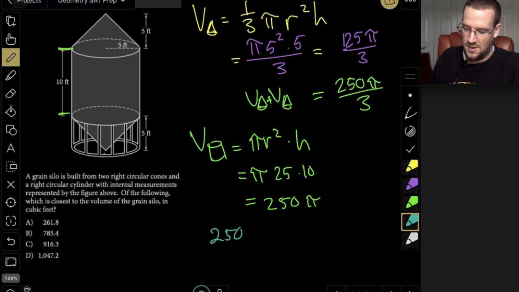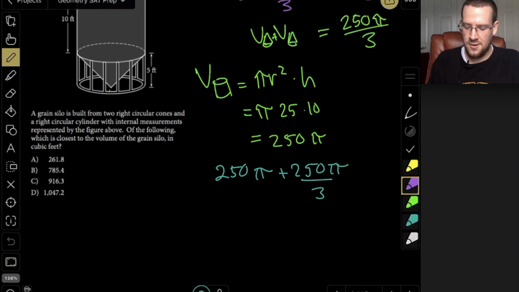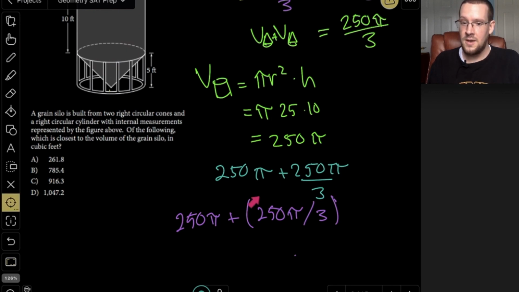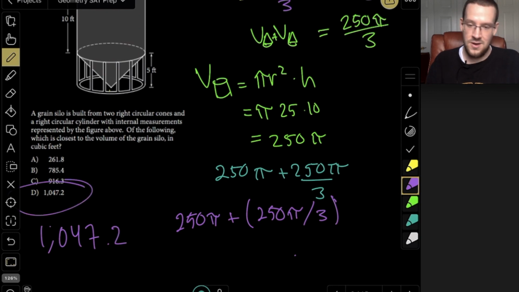So we have 250 pi plus 250 pi, divided by 3. I'm just going to put that value in my calculator. Depending on what type of calculator you have, you want to put it in just like this. The reason is because this is a number here, and if you put 250 pi plus 250 pi divided by 3, it's going to do this computation and then this computation. But what you want is to have this computation be all together, and thus you have to wrap that in parens. Our answer is 1047.19, or 0.2. And so our answer here is D.